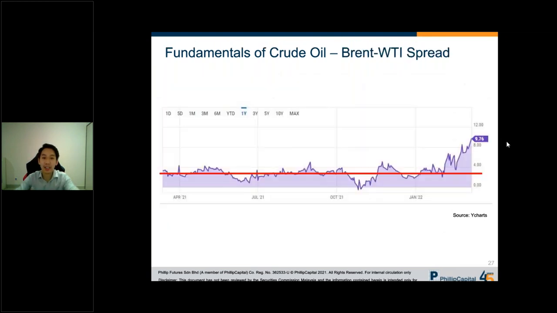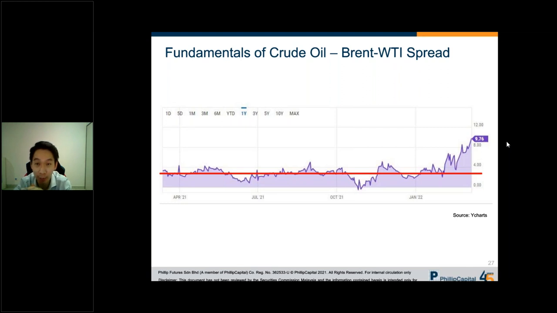Then the next thing I want to highlight is the Brent WTI spread. This is for more advanced traders. For those of you who already have experience trading both Brent and WTI crude oil, this is something you definitely would not want to miss out on at the moment. So what is the Brent and WTI spread? It means the difference between Brent minus the WTI price.